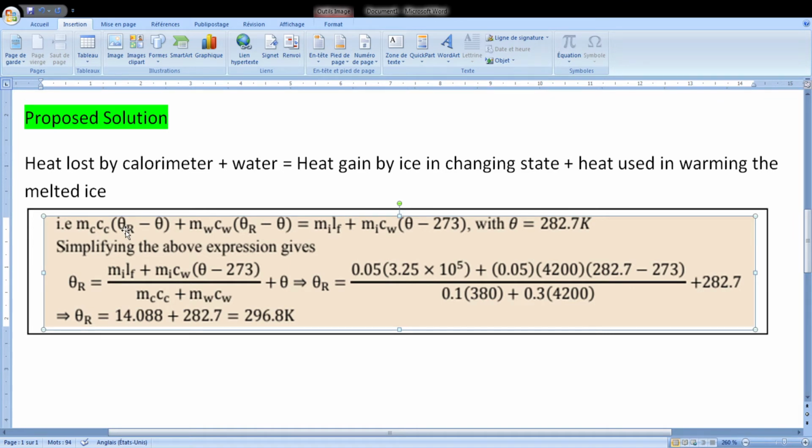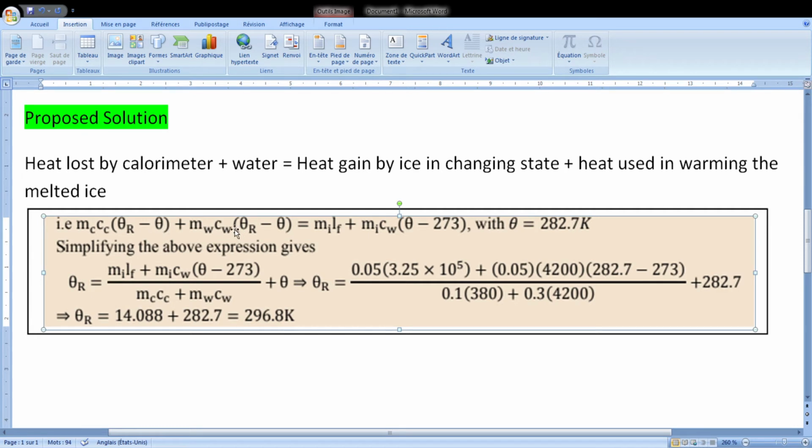And from the equation, we'll see that this temperature is higher than the equilibrium temperature, 282.7 Kelvin. That is given. That's theta, 282.7 Kelvin. What does this mean? It means the calorimeter is going to lose heat and the temperature will drop from that room temperature that we don't know, theta R, to the equilibrium temperature that is given, 282.7 Kelvin, and here is indicated as theta.